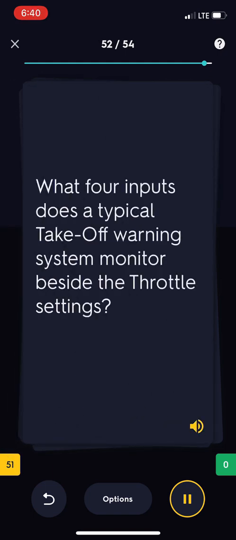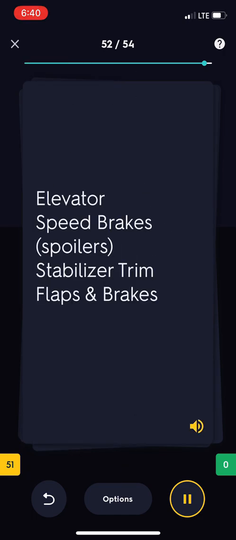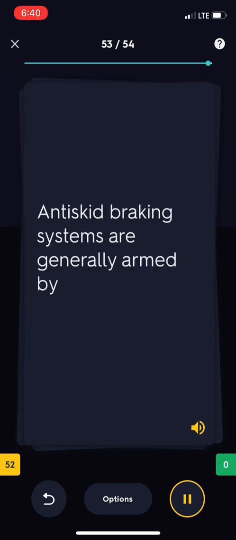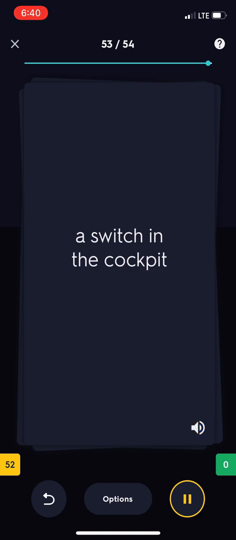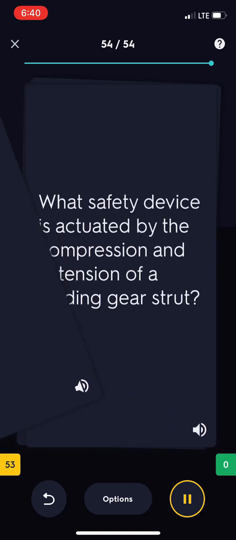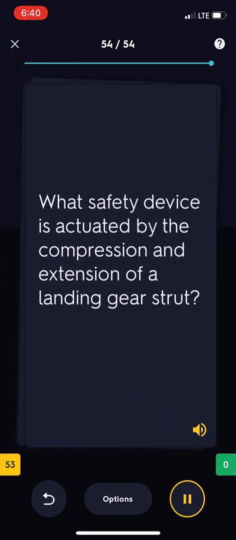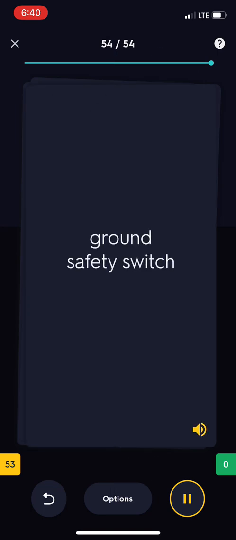What 4 inputs does a typical takeoff warning system monitor beside the throttle settings? Elevator, speed brake, stabilizer trim, flaps and brakes. Anti-skid braking systems are generally armed by a switch in the cockpit. What safety device is actuated by the compression and extension of a landing gear strut? Ground safety switch.